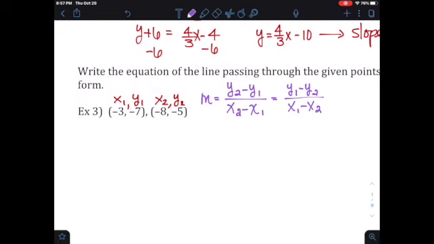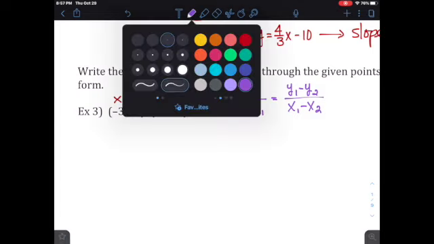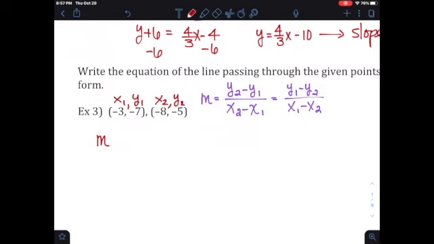So now you can just do the formula. I usually write it as m, and that's equal to negative 7 minus a negative 5. I like to write down the double negative so you understand the first negative sign is from the equation, the second negative sign is from the negative 5, over negative 3 minus a negative 8. And because you have double negatives, negative negative becomes positive, and this negative negative becomes positive. So you will actually have negative 2 over positive 6.